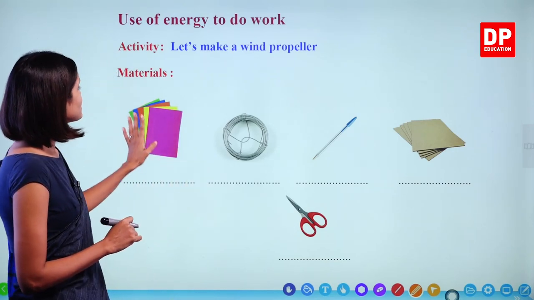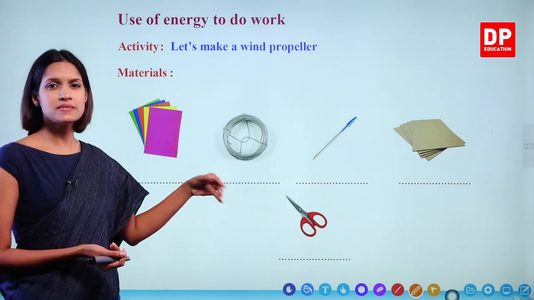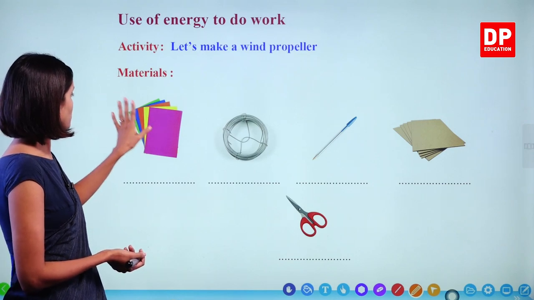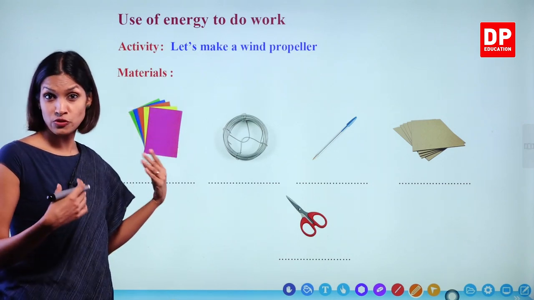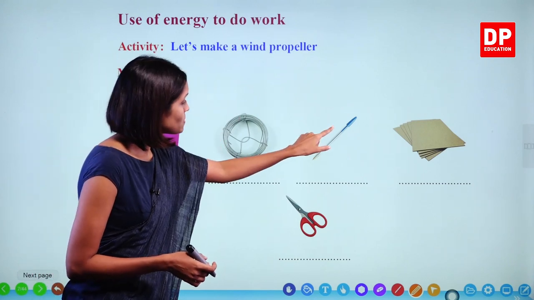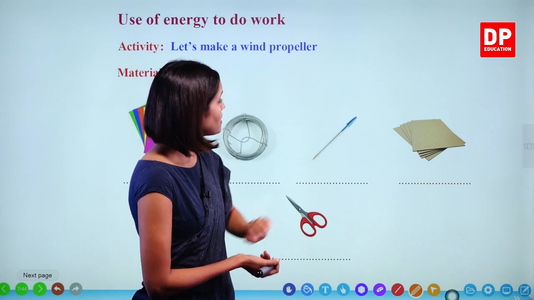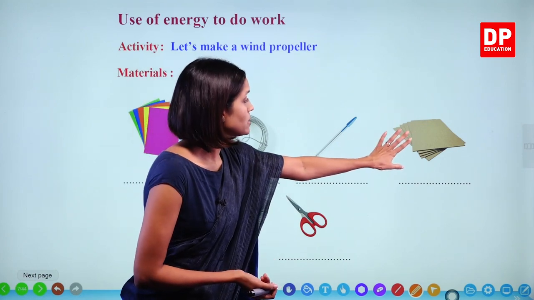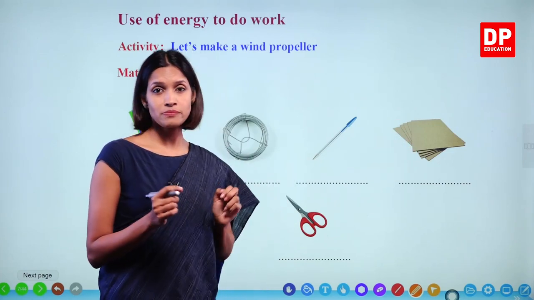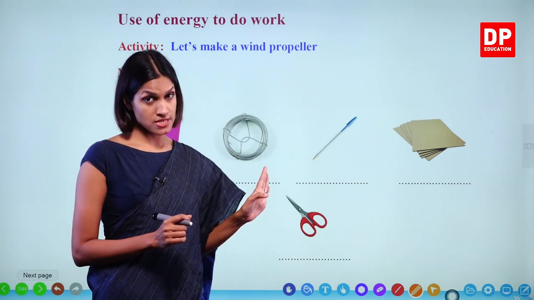Right. So what are the materials we need to do this activity? We need some colored papers, A4 sheets, oil paper also can be used. Okay? So, you need different colors, then it will look very beautiful. We need a piece of wire and we need an empty pen tube or the barrel of a ballpoint pen. And we need a piece of cardboard. You need to cut two small circles out of that piece of cardboard, okay? And we need a pair of scissors.